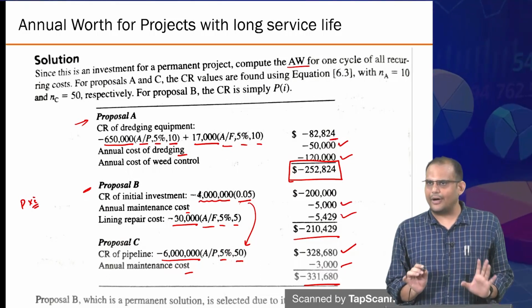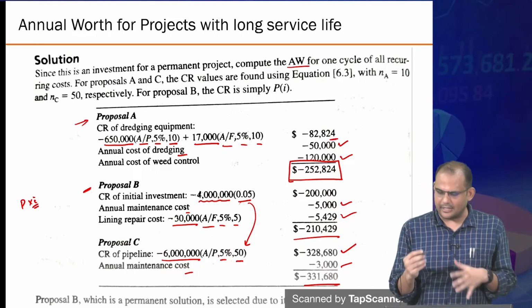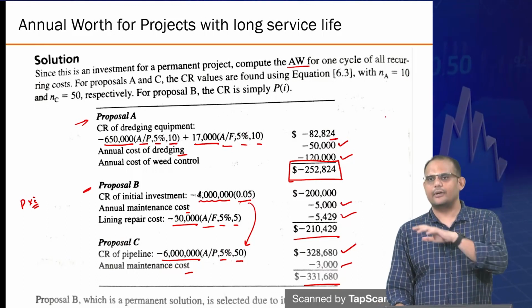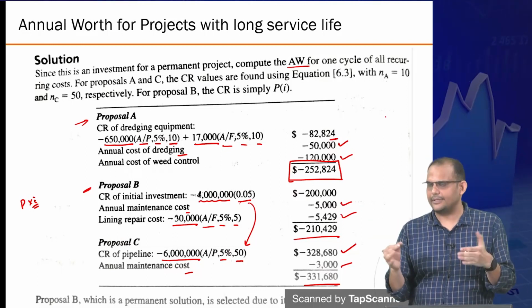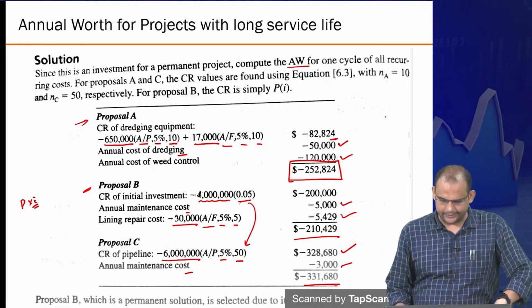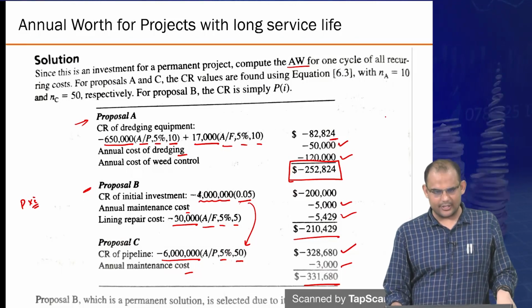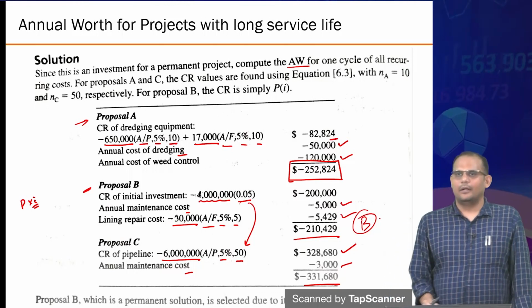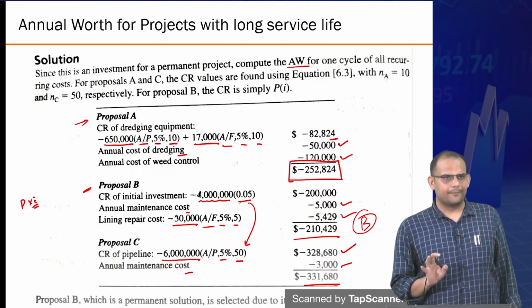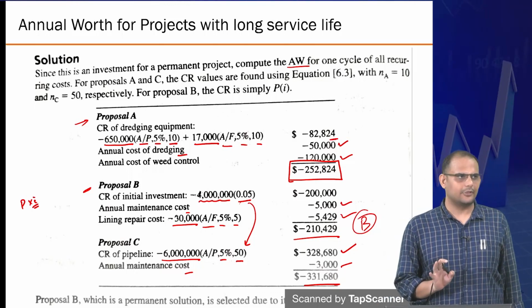Making sense so far? Annual worth analysis makes your life a little bit easier because of only calculating for just one life cycle, right? That's the good part about this particular method. So in this, of course, the lowest cost, so proposal B is the winner. With me? So far, everyone all clear?